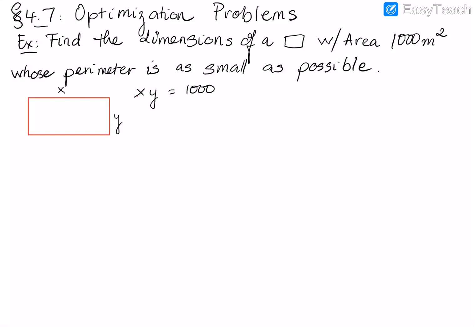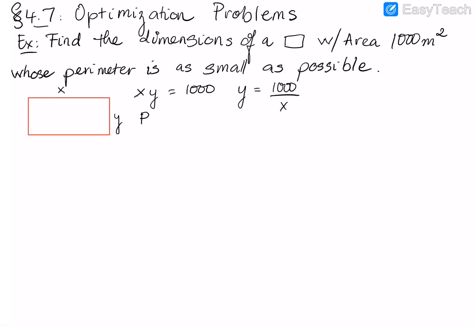Now, don't forget, we want to minimize the perimeter. So the area is given just for us to solve for one variable. You don't want to keep two variables; you want to make it one variable. So I'm just going to solve for y: 1,000 divided by x. So we don't care about the area. All we care about is the perimeter.